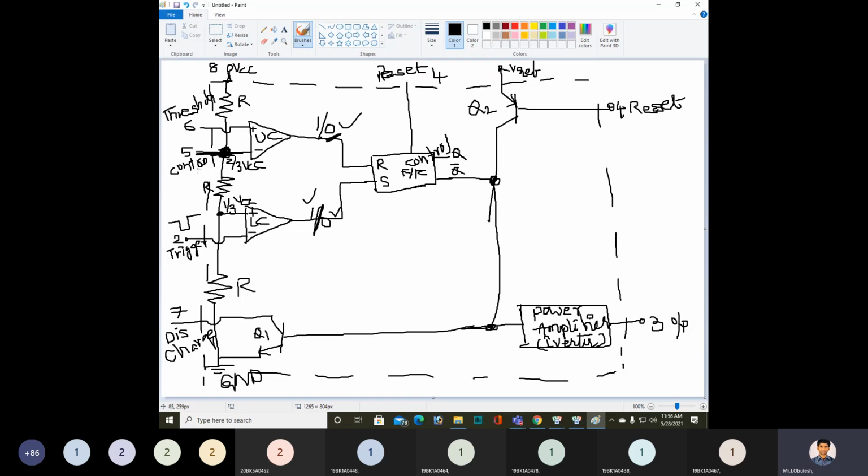Either you have to state it like this: control voltage is less than 2 by 3 VCC equals 0, or else the threshold voltage value is less than 2 by 3 VCC equals 0. Then you will get the upper comparator value equal to 0. So in this case, the output of the flip-flop remains in the same state. There is no change in the state.